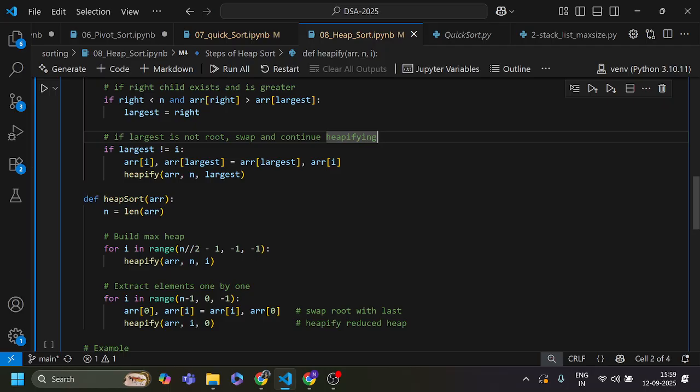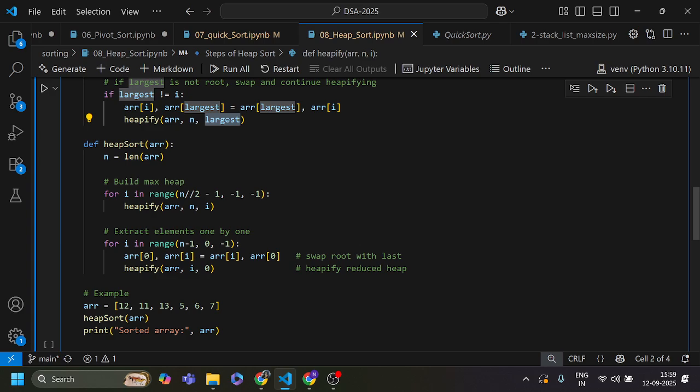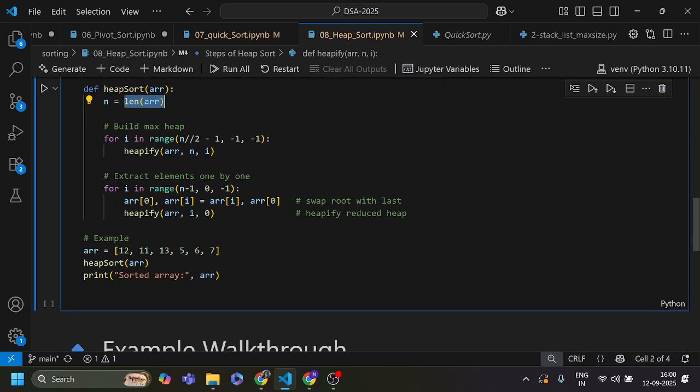If largest is not equal to i, then array of i swaps with array of largest, and array of largest swaps with array of i. Now heapify array, n and largest. Heap sort: array, n equals length of array. So build a maximum heap: for i in range n divided by 2 minus 1, comma, minus 1, comma, minus 1, heapify array, n, i.